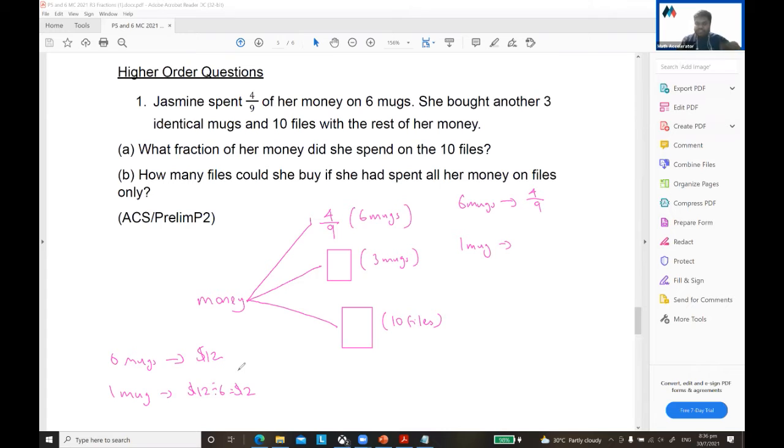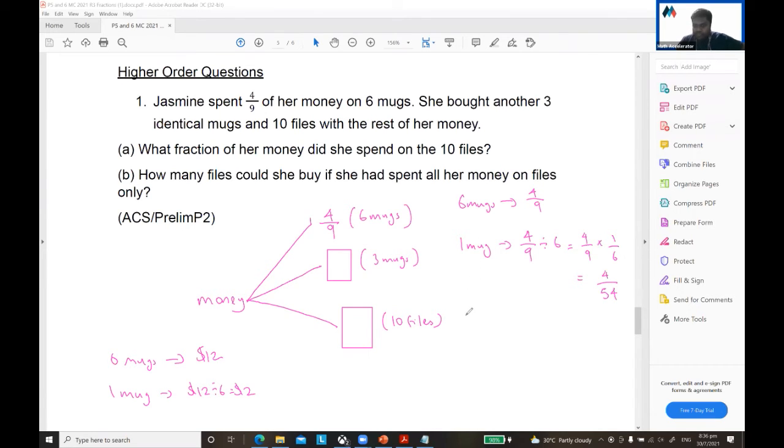The $12 is not a real value, it's just a made up value, right? So $12 here in this case is 4/9. Just take 4/9, like what I did with the $12, and I divide it by 6. So this equals 4/9 times 1/6. So it is 4/54.